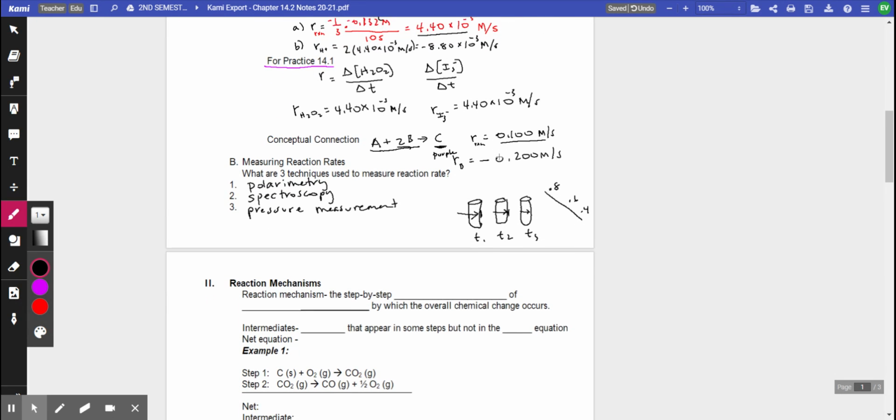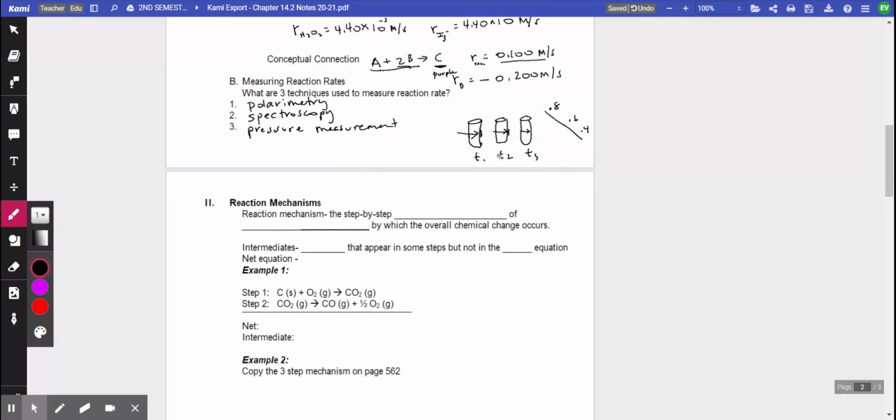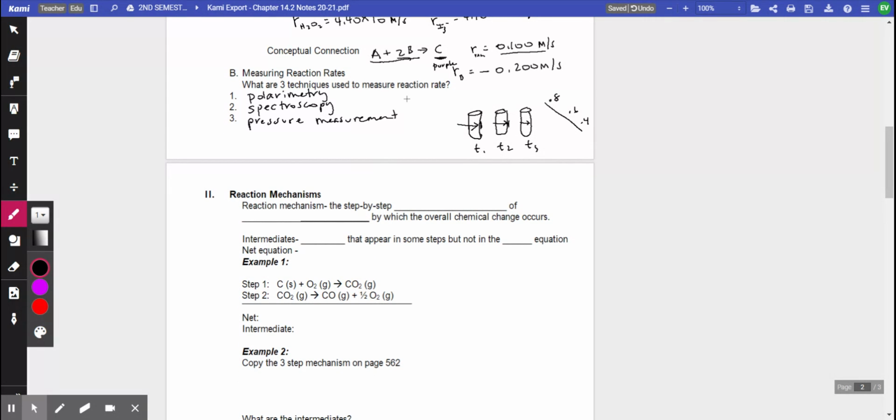All right, and we will talk more about that later, so don't worry too much. Just know those are the 3 ways that we measure the reaction rate, and we will actually do some measuring down the road. Reaction mechanisms. The mechanism is the way in which something occurs.